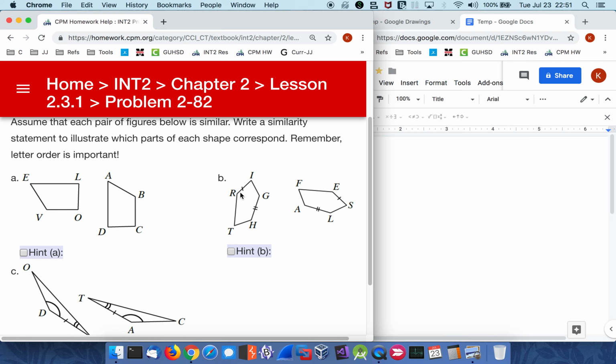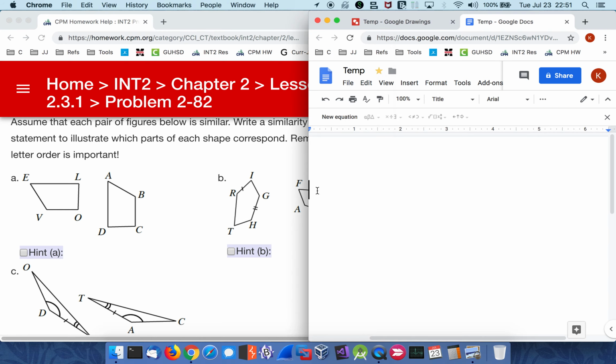And actually, look at that. R-I-G-H-T. It's rotated to the right. Isn't that cute? I wonder what this one is supposed to spell out. Fesla, nope. Eslaf, nope. Slaf? Ethel? Anyways.